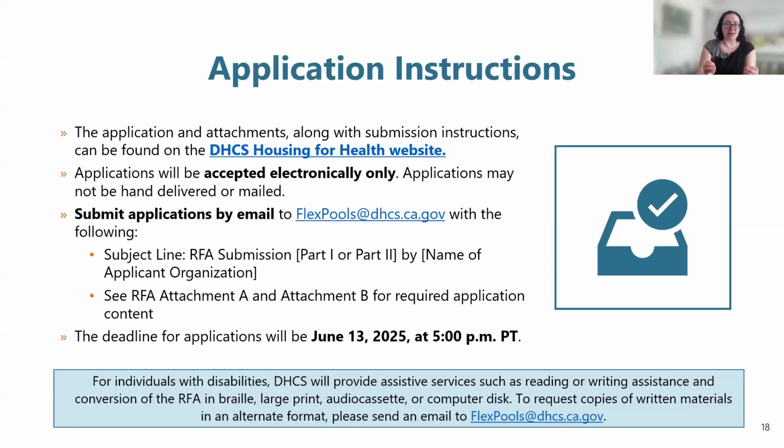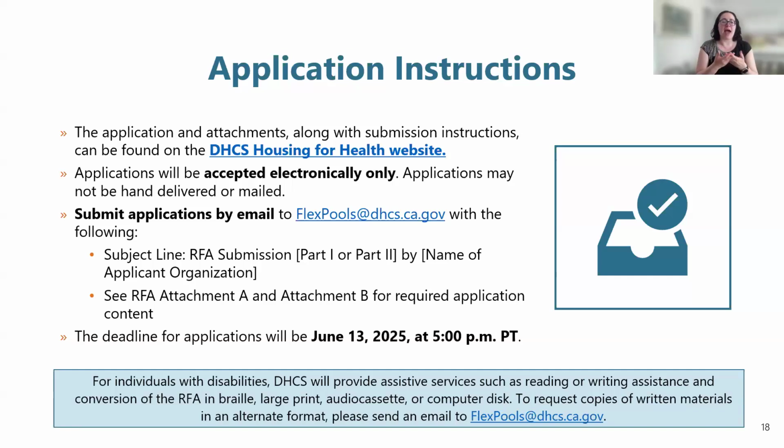You can only apply electronically, right? You can't hand deliver it, you can't mail it. We hopefully made this pretty easy. You submit it as an email to flexpools@dhcs.ca.gov with the following. Your subject line should be RFA submission, and are you submitting for part 1, as the lead entity? Maybe separately, your county behavioral health department or your tribal entity partner is submitting for part 2, and by your name. So we want to know it came from you and what you are applying for.